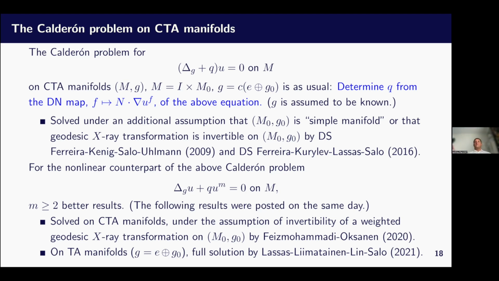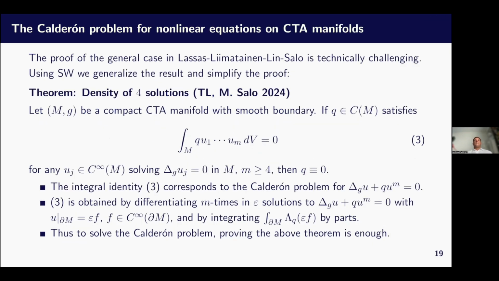Okay. Again, let's then discuss the Stone-Weierstrass. What has it got to do with this kind of problem? So first of all, the proof of the general case, which we gave in our paper with Lassas, Liimatainen, Lin and Salo, is technically quite challenging. There are a lot of parameters, a lot of geometry involved. It happens that using the Stone-Weierstrass theorem, we can not only generalize the result which we gave in this paper I mentioned, but we can also simplify the proof quite substantially.